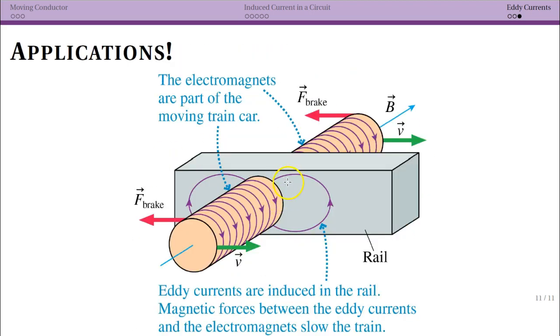But what's cool is that there are a number of applications of eddy currents. And the book will talk about a few of them. Many of them are pretty hard to calculate. Eddy currents in general are hard to calculate. And so we might focus on some more simplified situations so that it's easier to actually do those calculations.